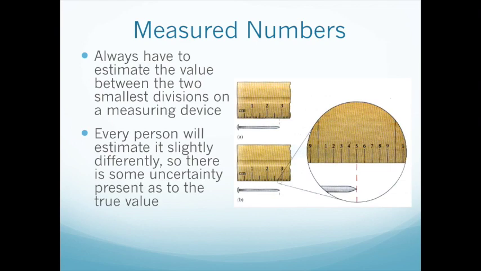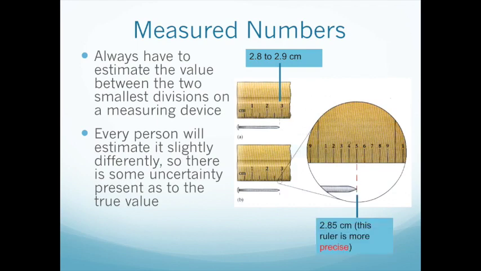You can see ruler A is less precise than ruler B because ruler B has tenths of a millimeter in it. Although I dare you to find a ruler with tenths of a millimeter shown, but it's an example. Here you can measure between 2.8 and 2.9 centimeters. But with this one you can measure 2.85 centimeters because this ruler is more precise.